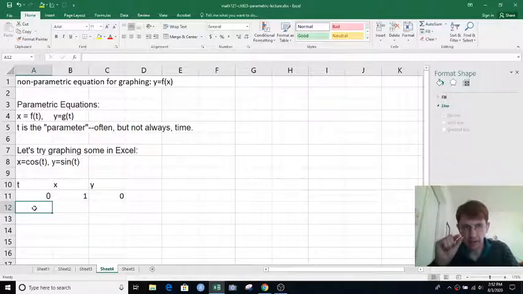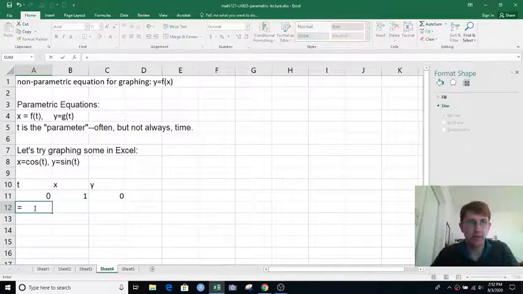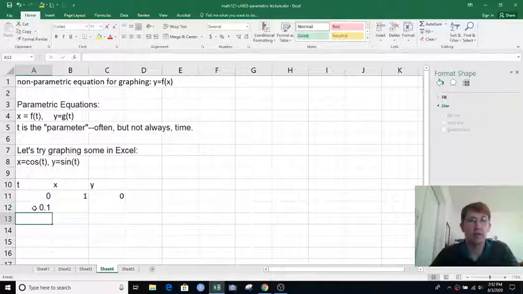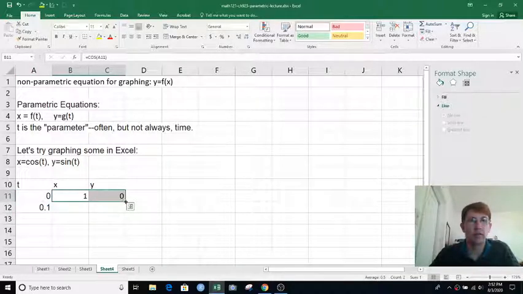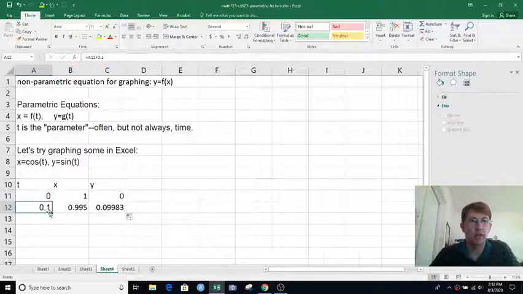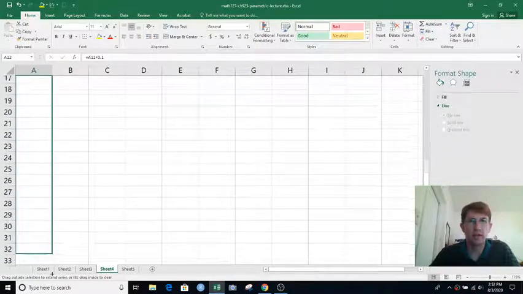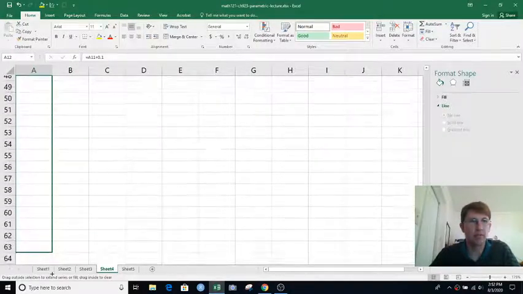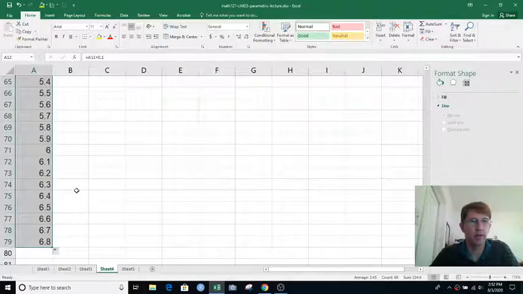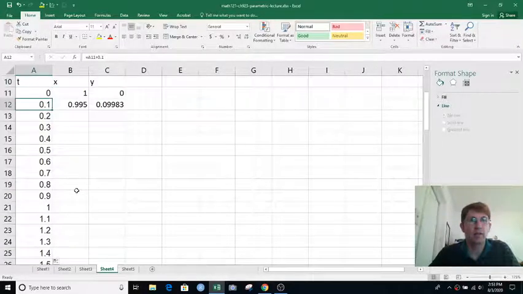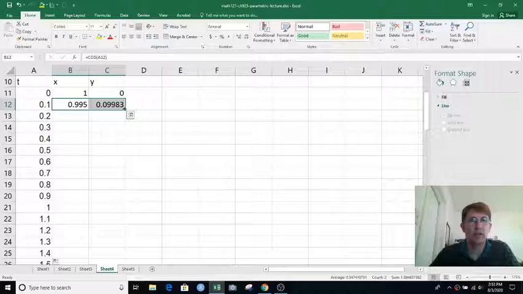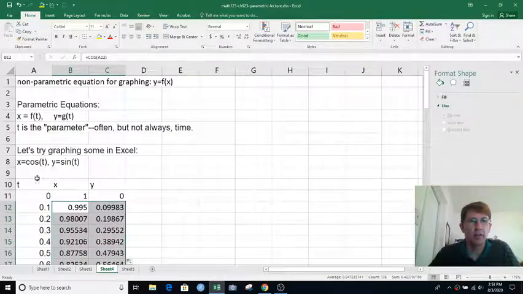Ideally, we'd use infinitely small steps. Here, let's just use steps of 0.1, for example. And then I can fill this down. Let's fill this down and get something up to 6 or so. And then we'll fill this down. And now let's graph it.